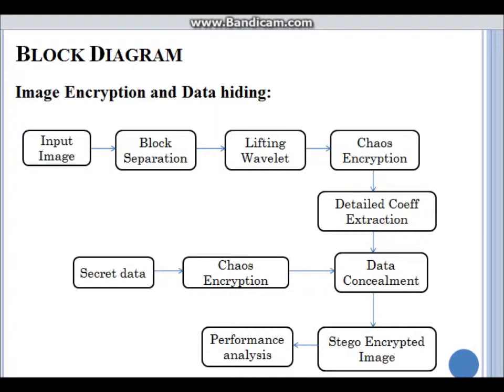Chaos encryption is used for encrypting the image with the help of detail coefficient extraction. On the other side, the secret data also undergoes chaos encryption. In data concealment, we are going to embed the secret data into the image, from which we get stego encrypted image from which we can analyze the performance.